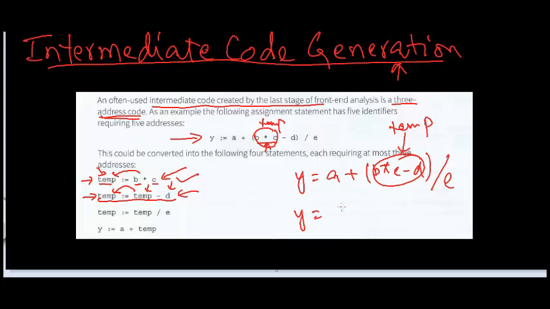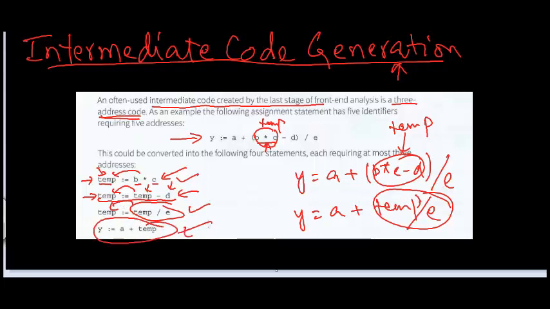So what we effectively have now is y is equal to a plus temp divided by e, and this is solved. Then temp over e becomes equal to temp, and once this has been solved, y is equal to a plus temp. So what we've seen is that it has broken this expression down, and it has simplified it by having a maximum of 3 variables in any expression, and that is how the entire expression has been calculated.